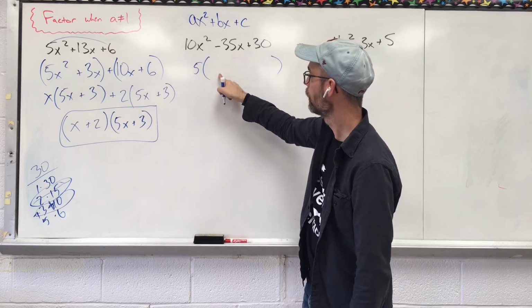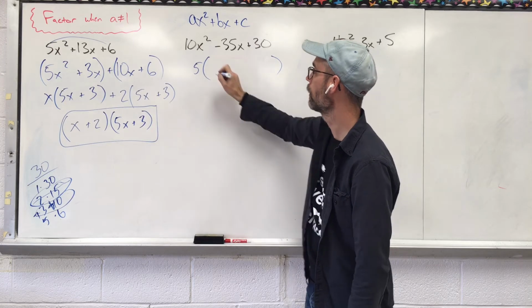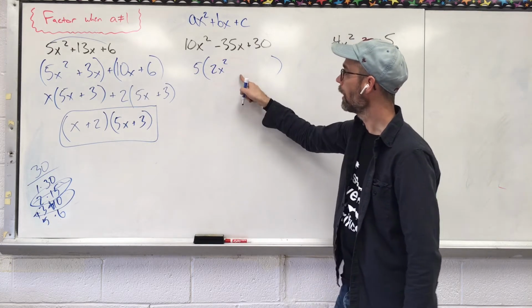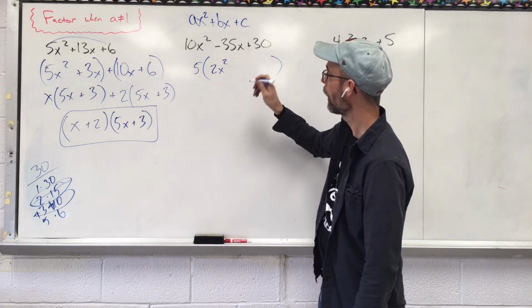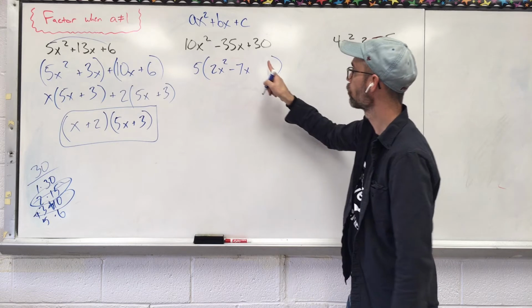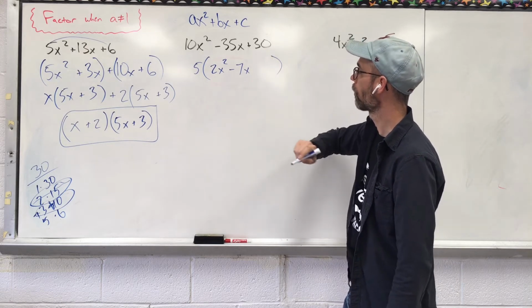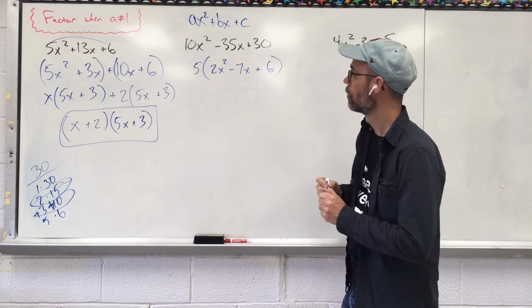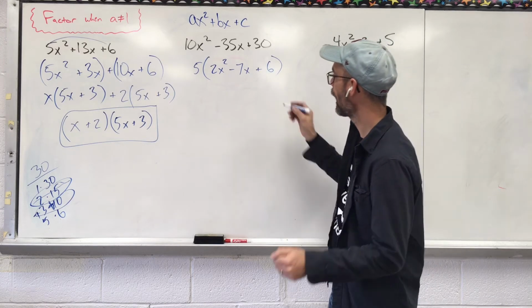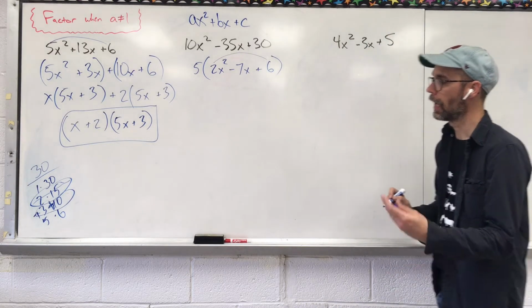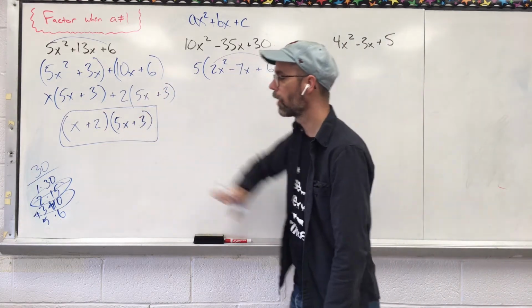5 times what gives me 10x squared? 2x squared. 5 times what gives me negative 35x? I'm going to say negative 7x. 5 times what gives us 30? Now, I'm dealing with smaller numbers. I can then multiply those two things together. And now we can continue on with the process that we did over here.